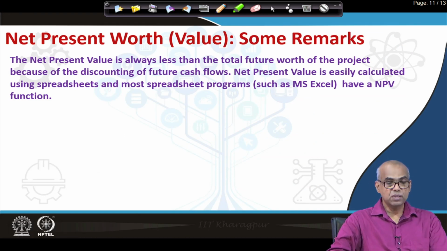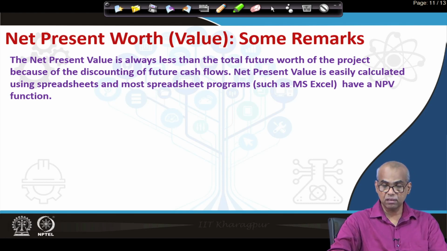Now, here are some remarks about the net present value. The net present value is always less than the total future worth of the project because of the discounting of future cash flows. Net present value is easily calculated using spreadsheets, and most spreadsheet programs such as Microsoft Excel have an NPV function. So, you can make use of the NPV function of Microsoft Excel and compute the net present value of a cash flow diagram.